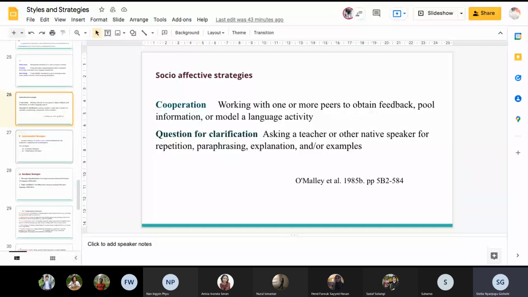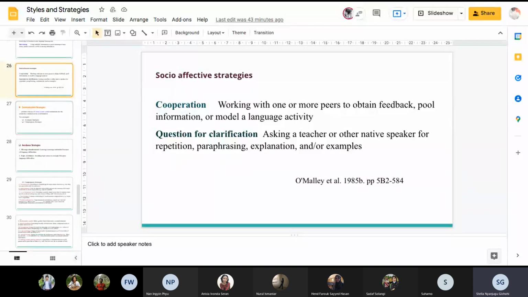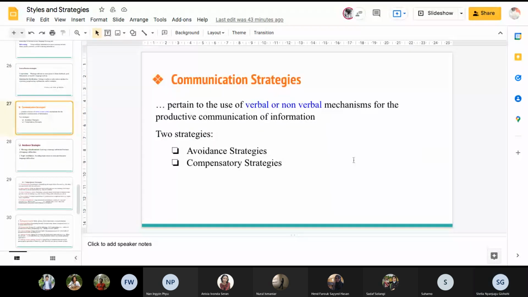So I've been discussing learning strategies. These have to do with input. So what happens when a learner is getting in or is learning a new language? In the next one, we shall look at the communication strategies. These now have to do with the output. So they've learned. How do they produce that language? Again, here it has to do with verbal and non-verbal mechanisms.